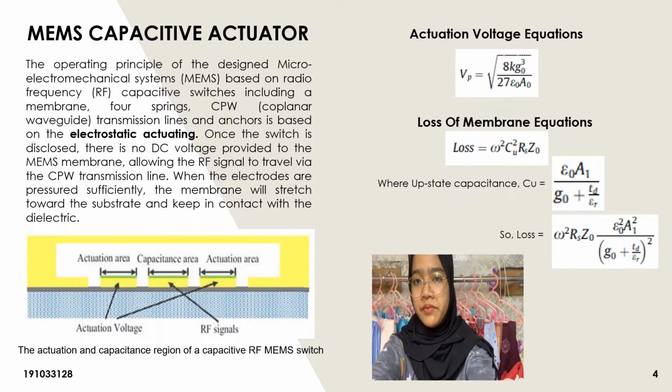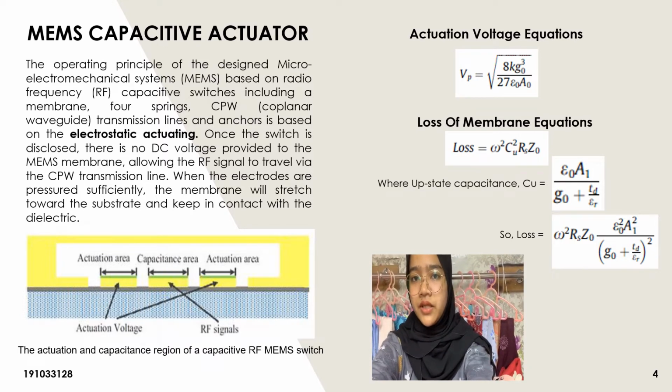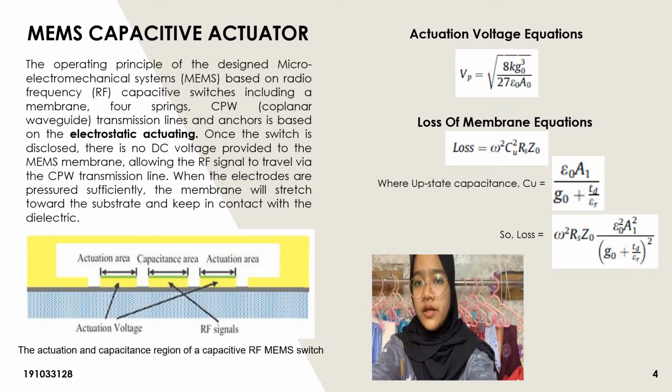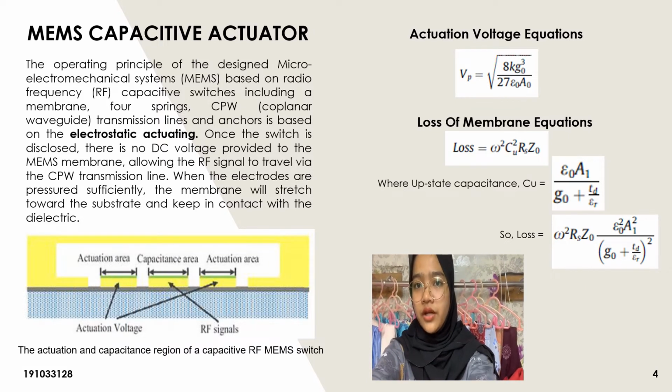The loss of the membrane can be expressed as given, where ω is the signal frequency, Cu is the upstate capacitance, Rs is the resistance of the MEMS bridge, and Z0 is the characteristic impedance of the CPW. The upstate capacitance is given where A is the capacitor area, td is the dielectric thickness, and εr is the permittivity of the dielectric. From this, we can tell that the membrane loss will reduce when the capacitor area becomes larger.